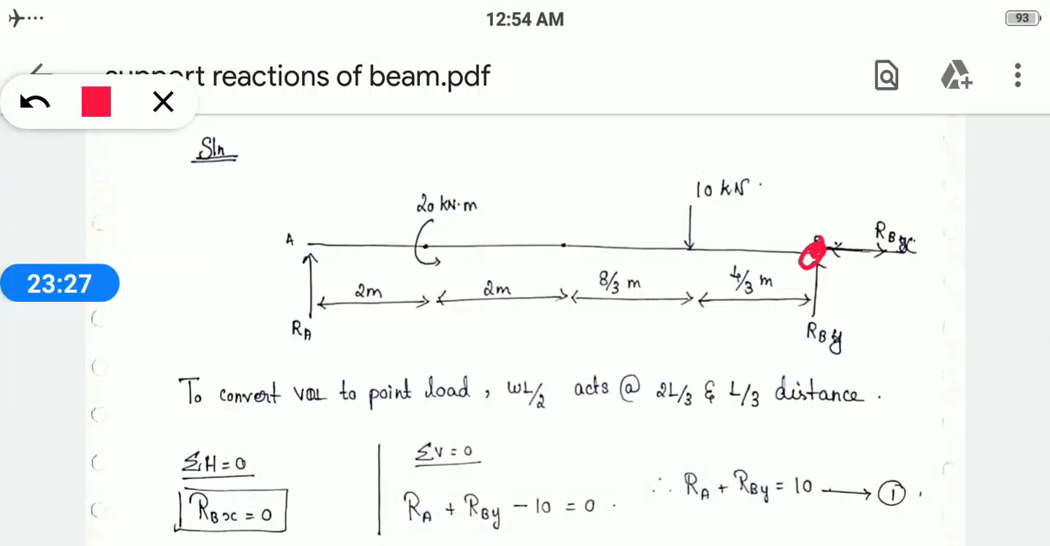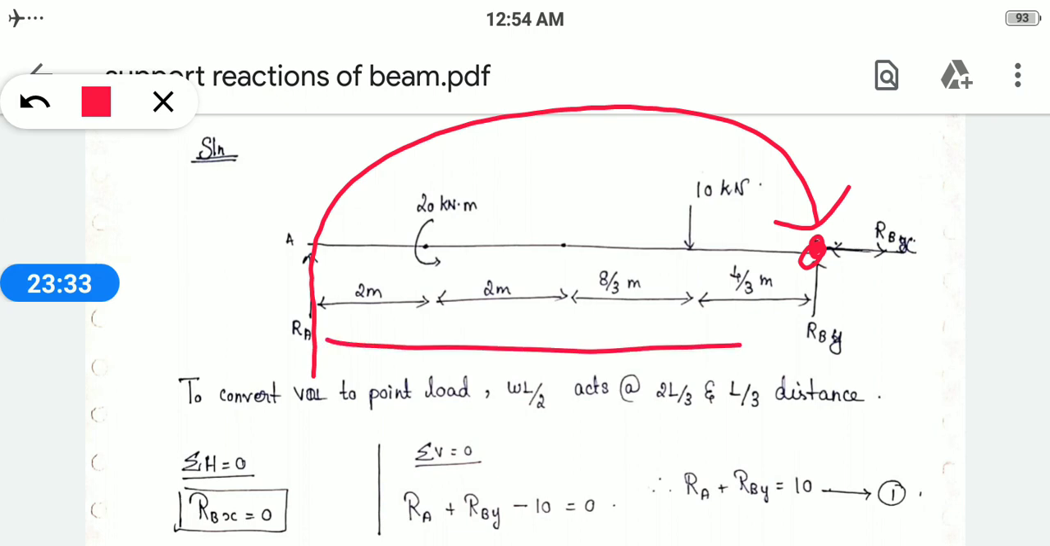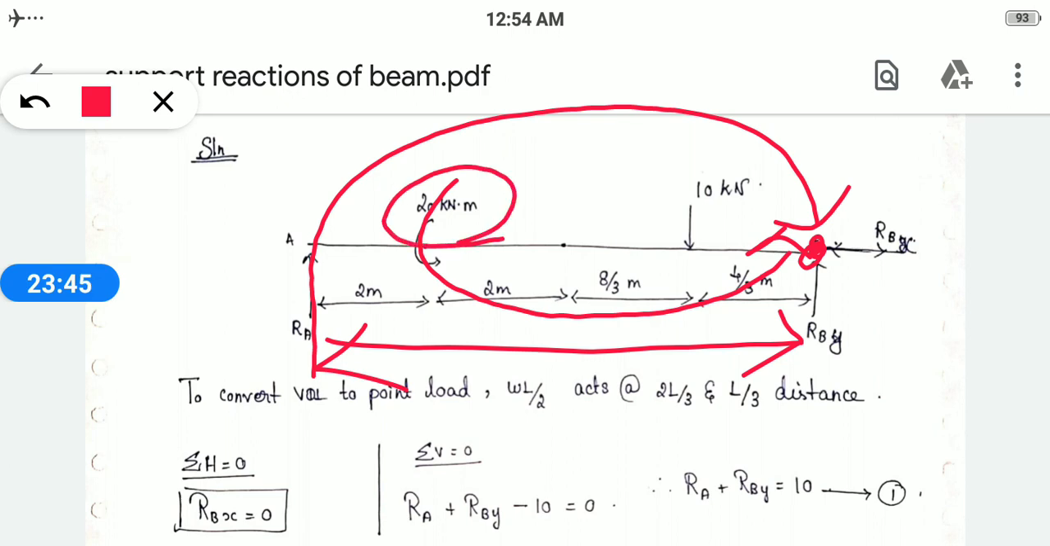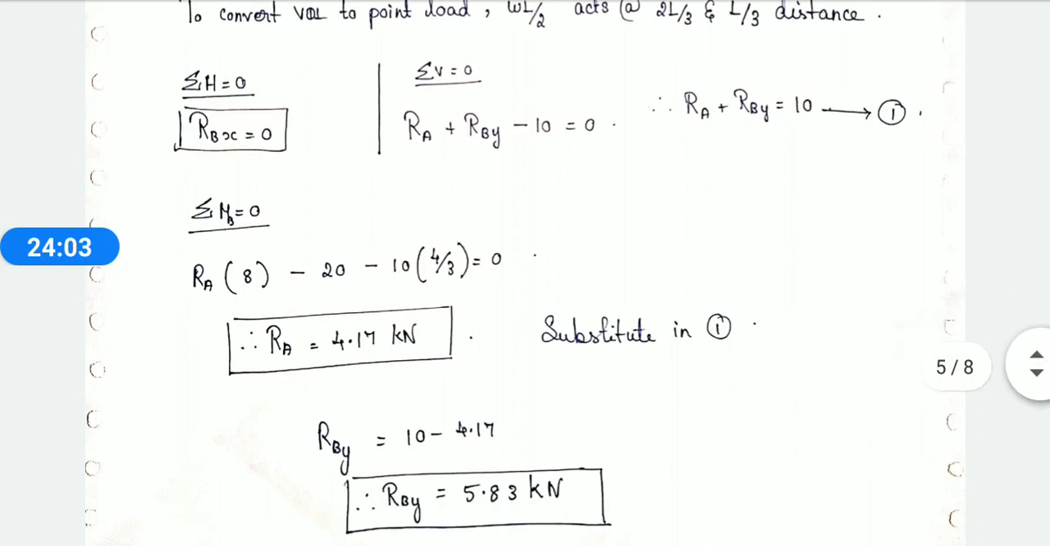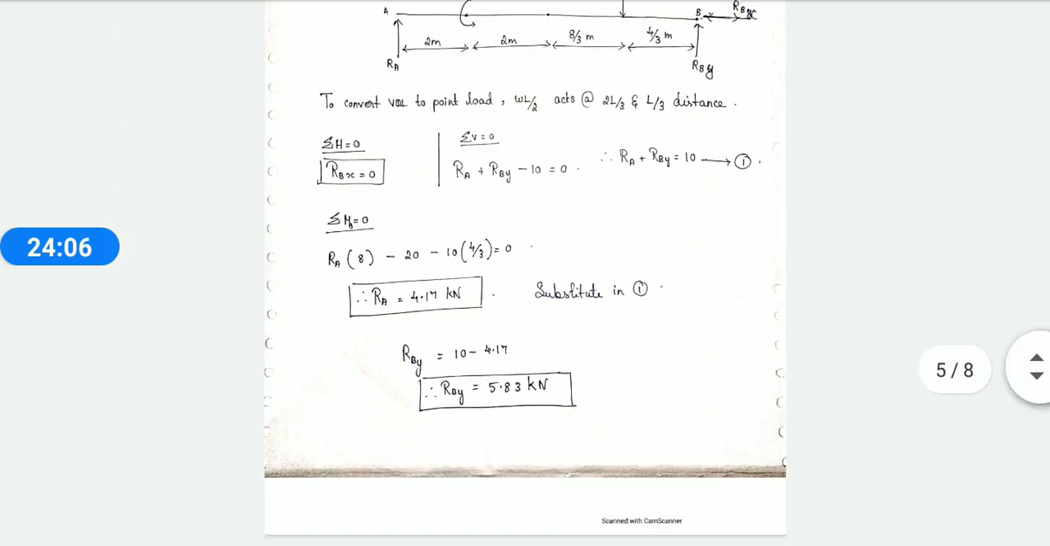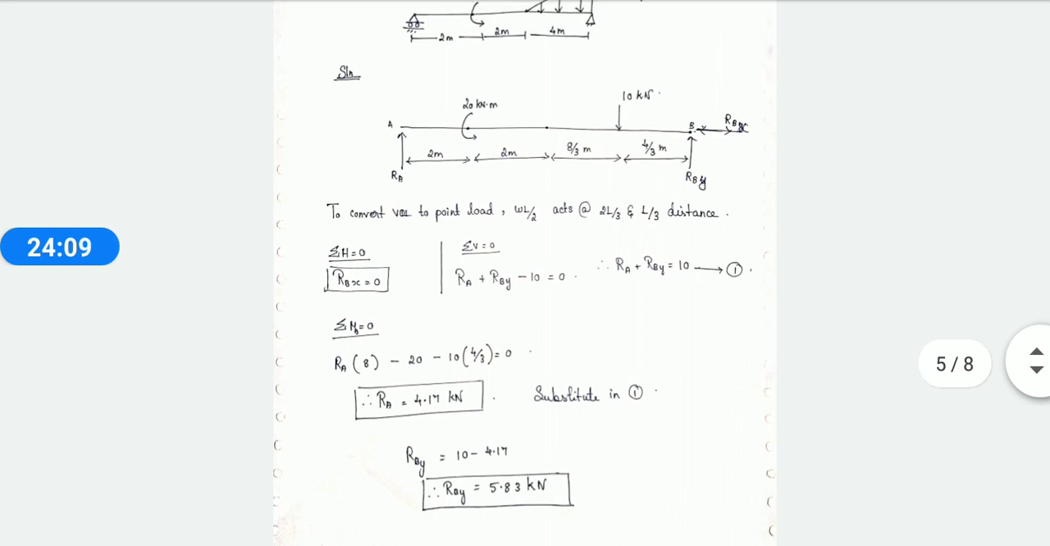I am taking moment at this point B. So how does this move? RA will move in a positive direction through the whole distance. Next, this moment is going to act in an anti-clockwise direction. No need to multiply by distance because it is already a moment. But this 10 kilonewton is going to act in an anti-clockwise direction with a distance of 4 by 3 meter. This is your moment equation. When you solve that moment, you will get a value for RA. Substitute this RA in the first equation and get your RBY value. Now every reaction has been calculated.